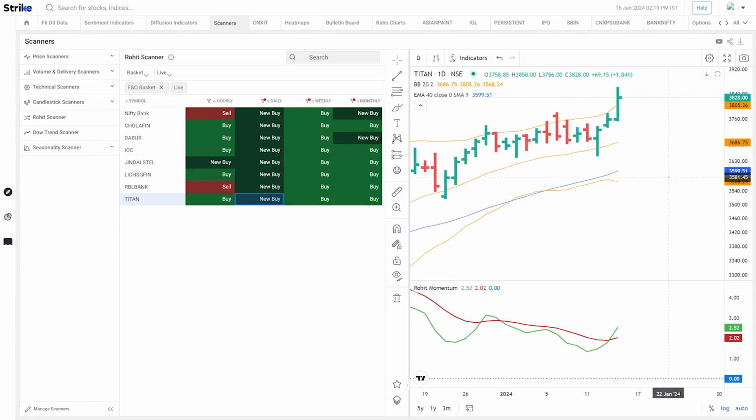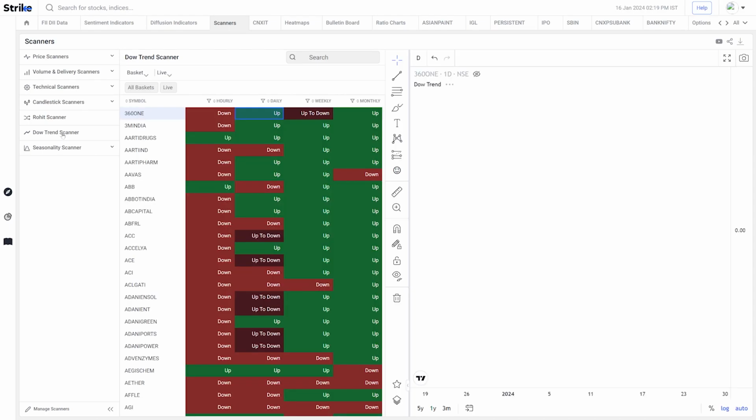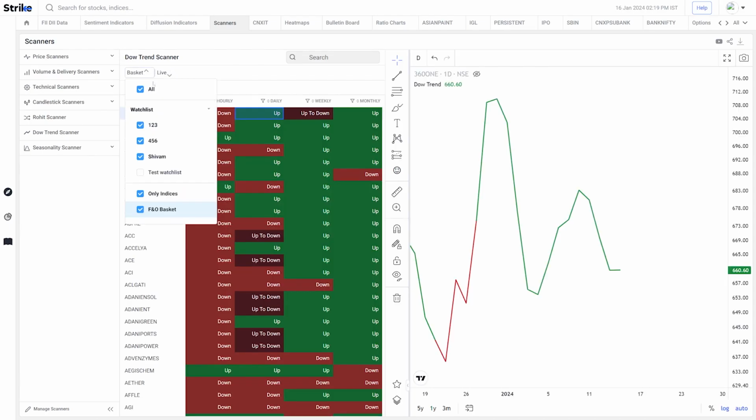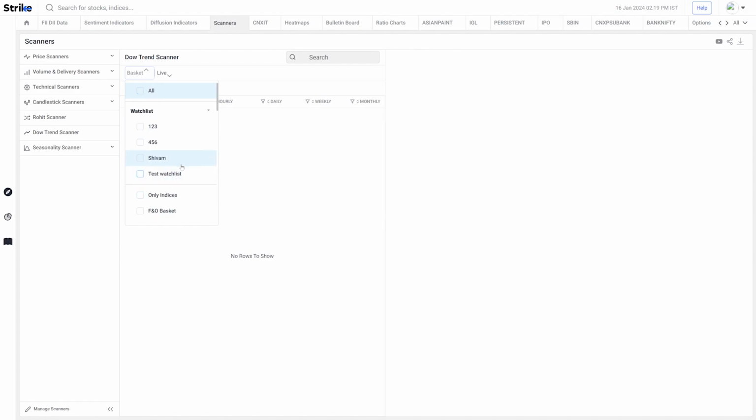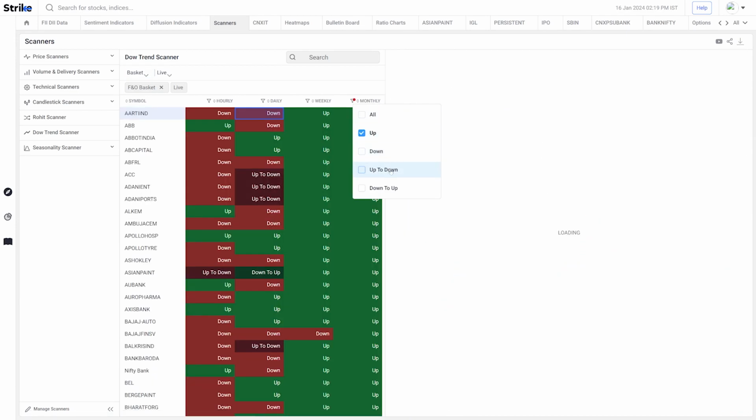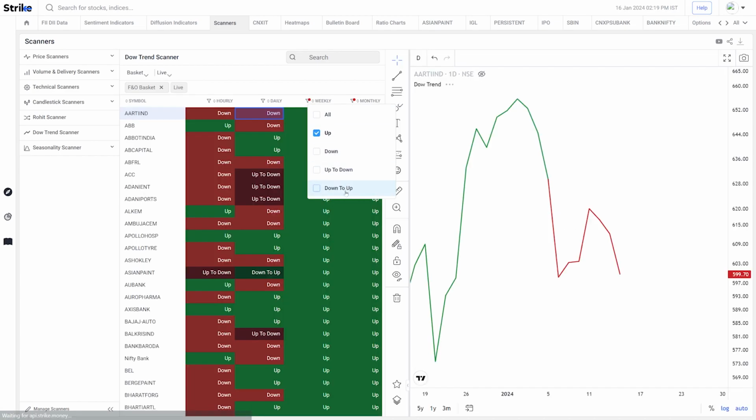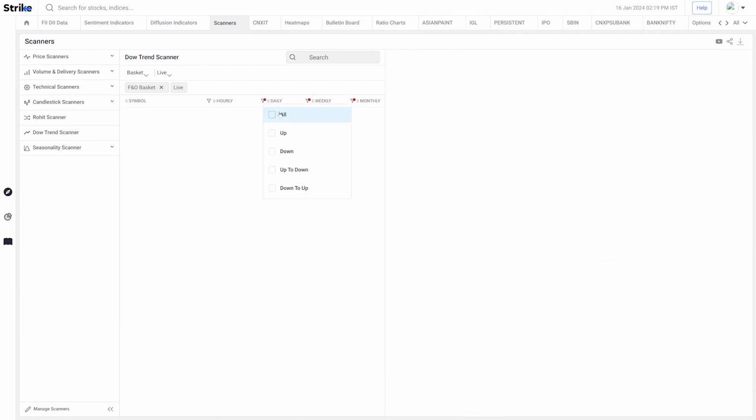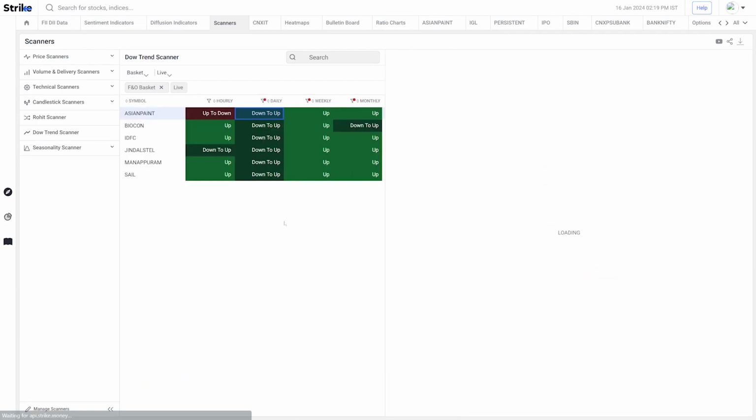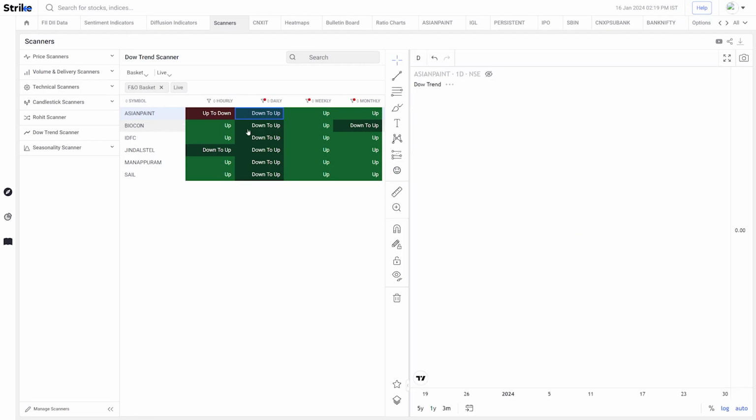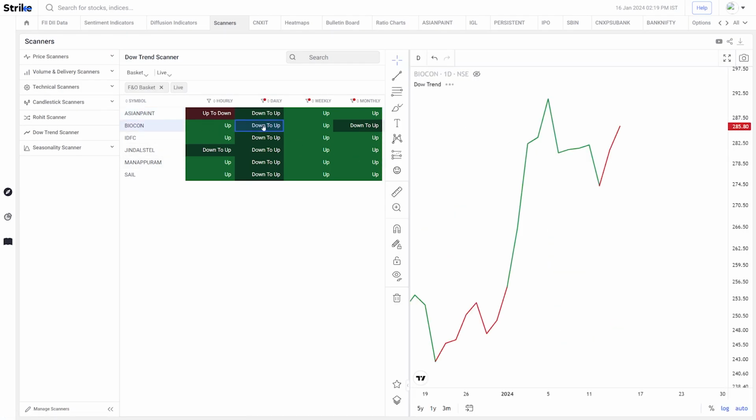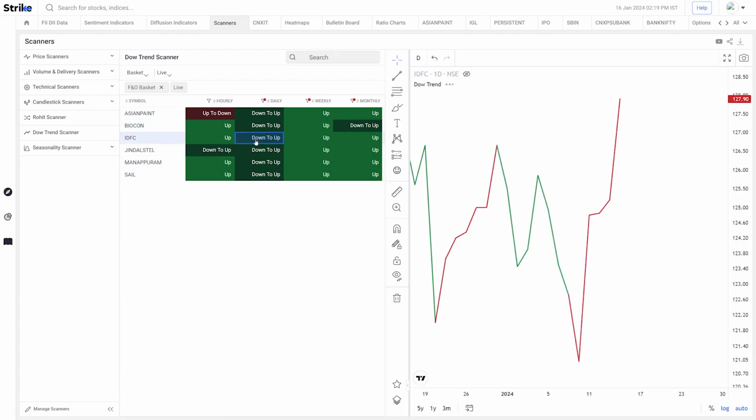Now let's try doing the same thing with the Dow trend scanner, which uses the raw price action and only assigns the trend reading based upon higher highs, higher lows, and lower highs and lower lows. So I'm selecting again the FNO basket, and we are interested only in the stocks that are already up or giving a fresh up signal. And now let's filter for fresh bullish signals on the daily chart. Again, you end up with a small list that you can focus upon and go ahead with your analysis.